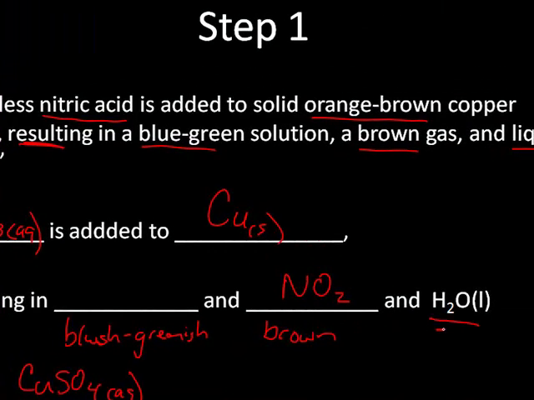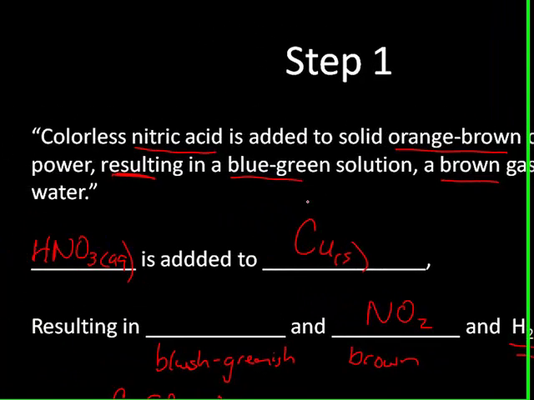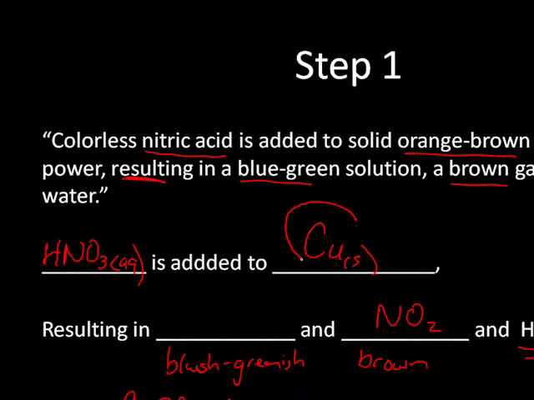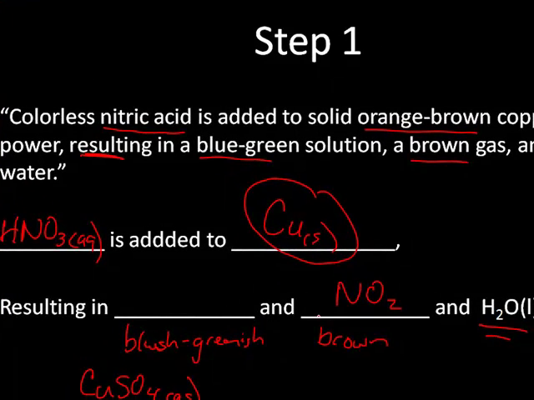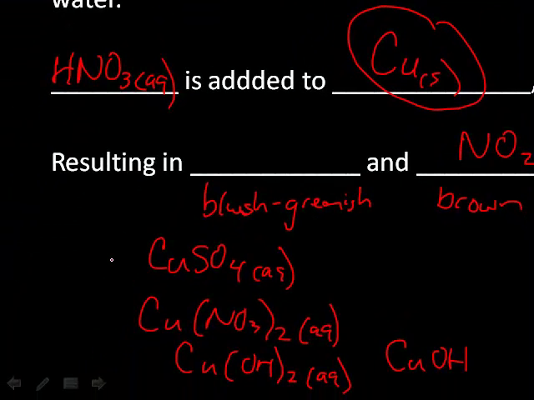We're also told that water is produced. So we got H, we got our O, we got an N, we got an O. What we're missing here is definitely the Cu. The copper is not here in what we result. So either the copper disappeared because it's not in the brown gas, it's not in the water, or it's in the bluish-greenish solution. And if we look at all of our solutions here, all of them have copper in them.